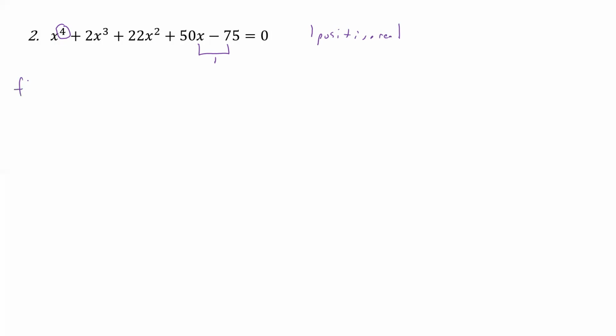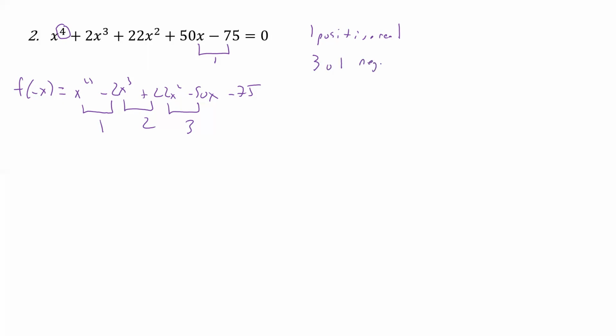Now, if we do f of -x, what happens? Well, that's going to be x to the 4th minus 2x cubed plus 22x squared minus 50x minus 75. So we're going to have 1, 2, 3, and that one's not going to be 1 because it's stat. So we'll have 3 or 1 negative reals. Okay. All right. So those are our possibilities: 1 positive and 3 or 1 negative.